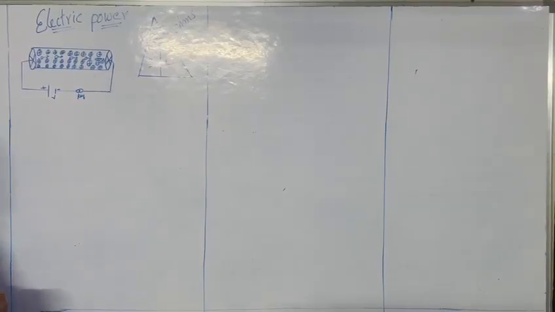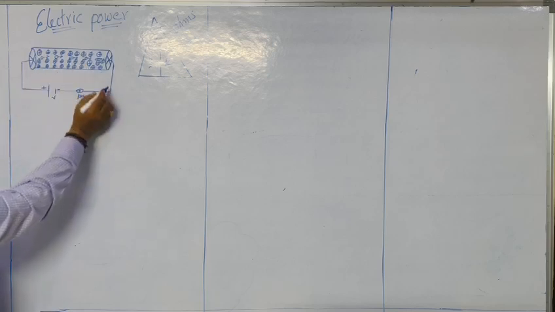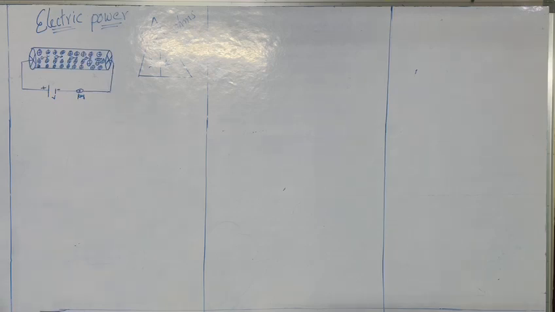Whenever you switch on this key, the current passes from the positive terminal to the negative terminal. Here this is the lattice of the conductor, where the positive ions are fixed.